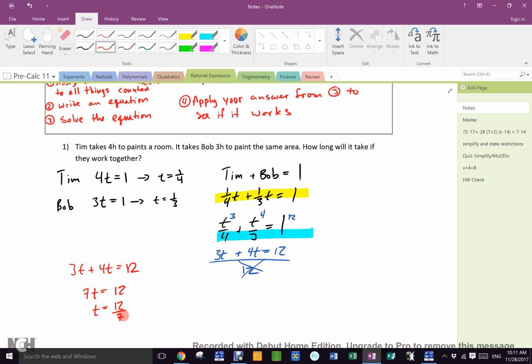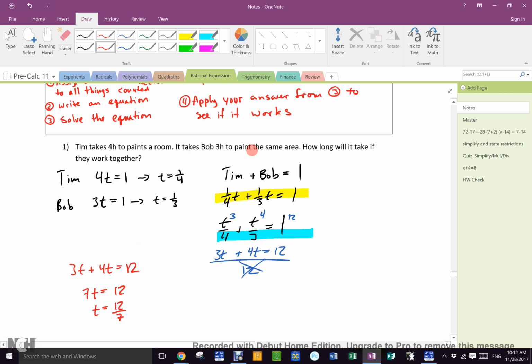So are we okay? Now, stop for a second and think about this. Does this make sense? It makes sense to me. Does it make sense to you? Why did this fraction become this? Why did I have to have 3t and 4t is 12?